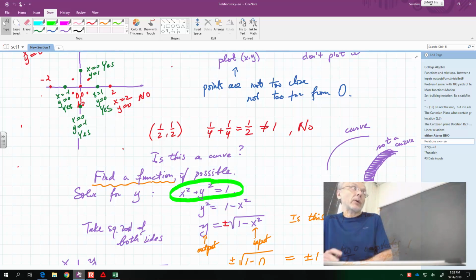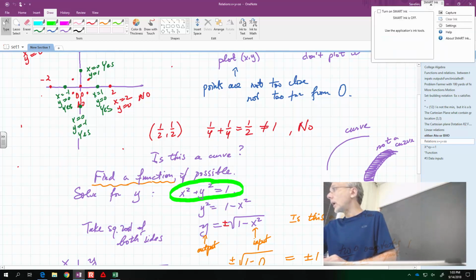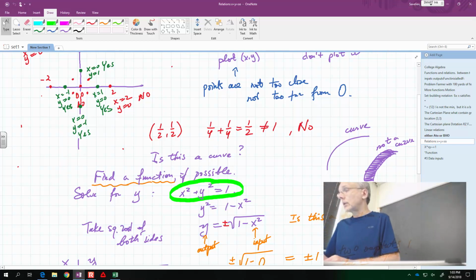So that's a typical relation: x squared plus y squared is equal to 1. What does it have there? It does not have inputs and outputs, but it does have a graph. Every relation has a graph, and once again, remember how it is done. You pick x and y, a point on the xy plane.